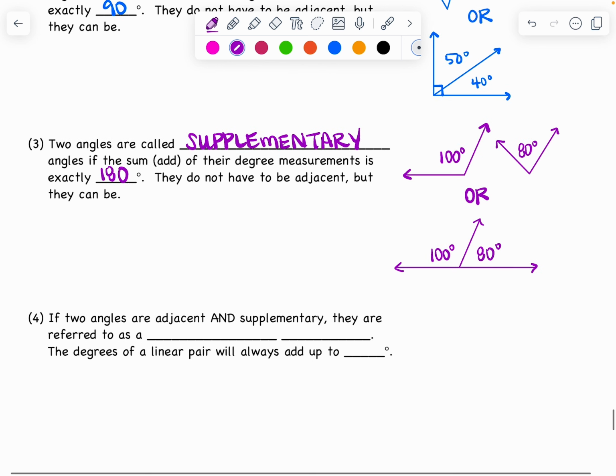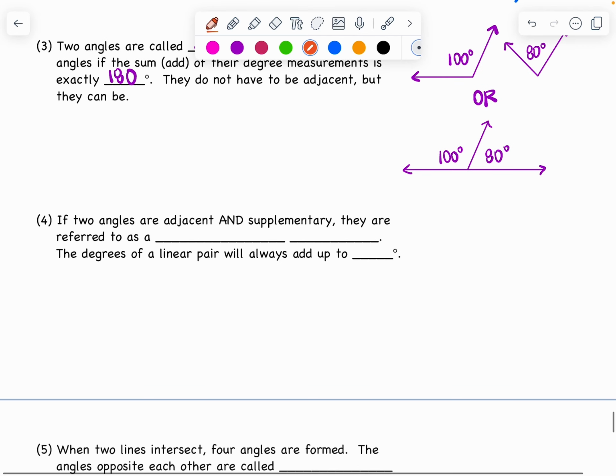All right, and then our fourth term here, this is actually just piggybacking off of number 3, right? Because supplementary angles don't have to be adjacent. If they are supplementary angles and adjacent to one another, then we have a more specific name for them, and we call them a linear pair, which I'm hoping makes sense, right? Pair meaning two angles, linear meaning line, so two angles that form a line, right? So they have to be adjacent and supplementary, so we refer to them as a linear pair, and of course they add up to 180 degrees, just like all supplementary angles do.